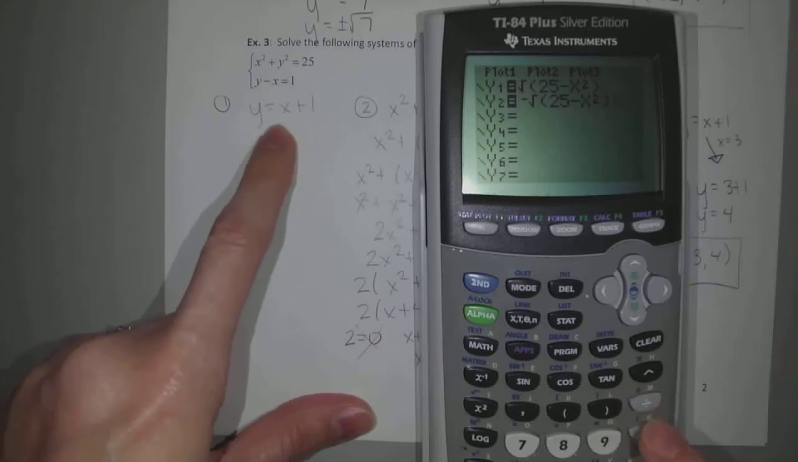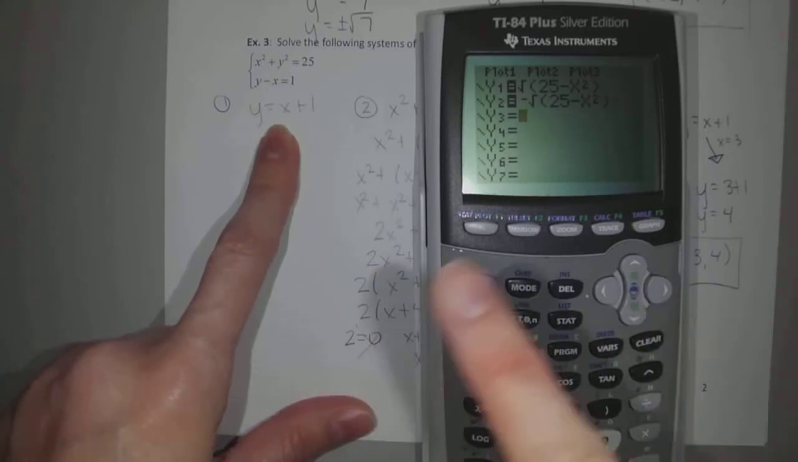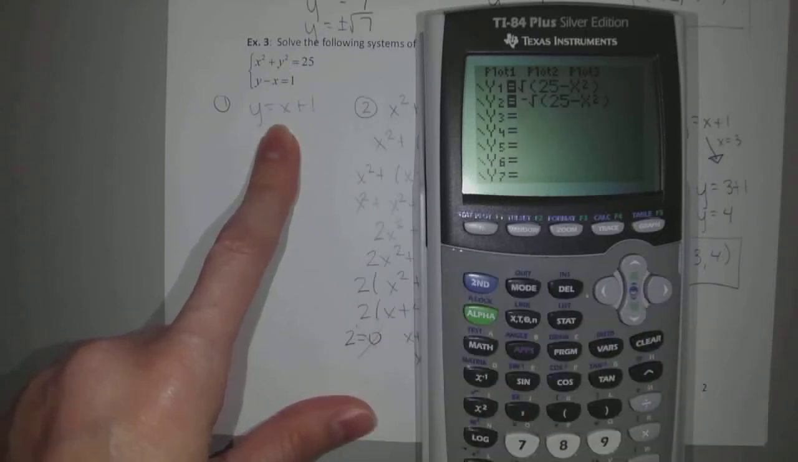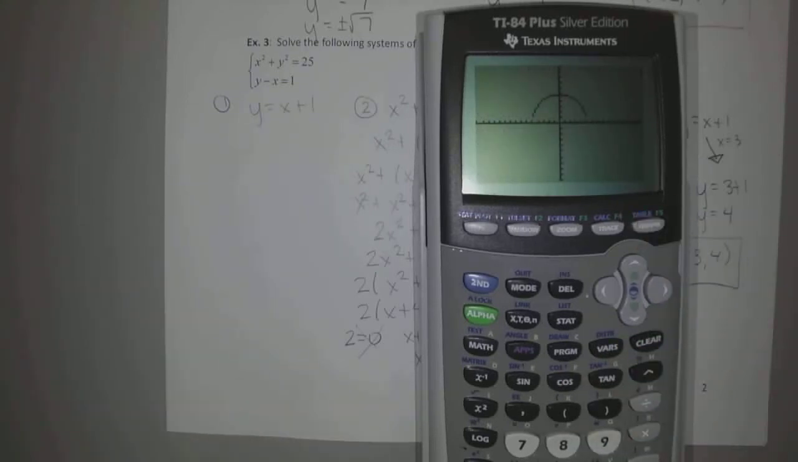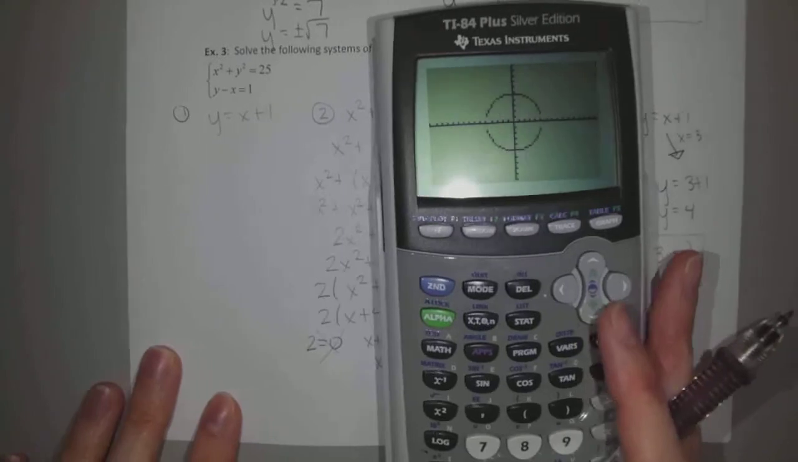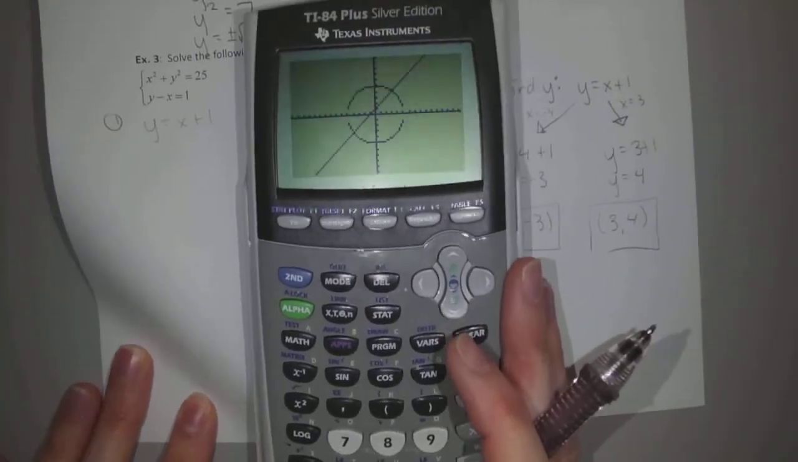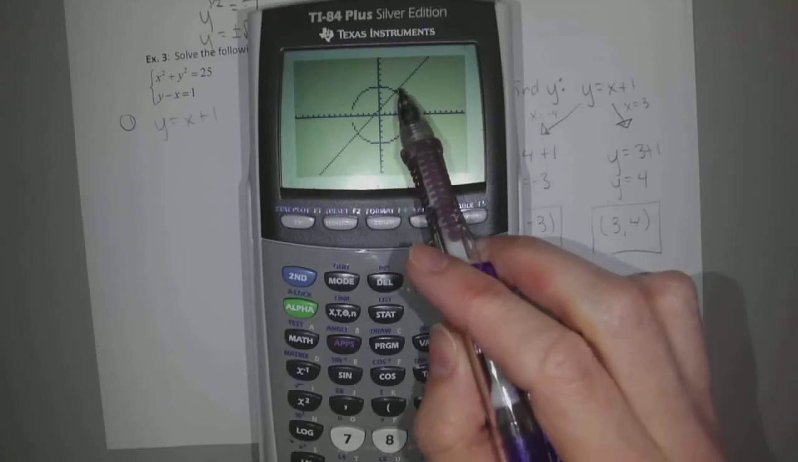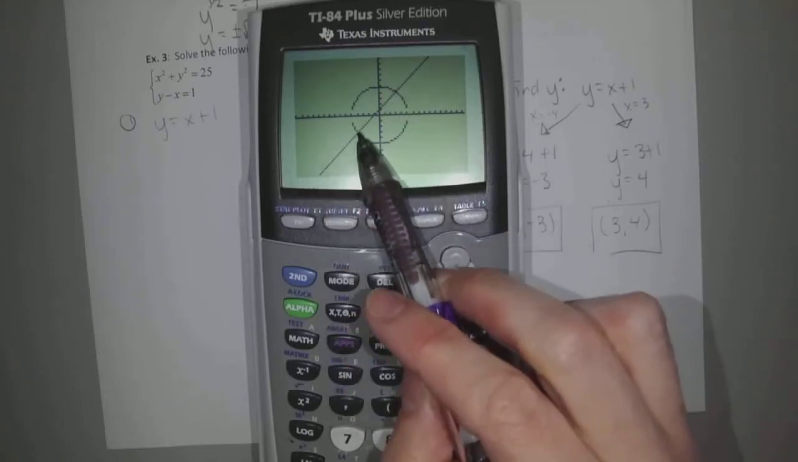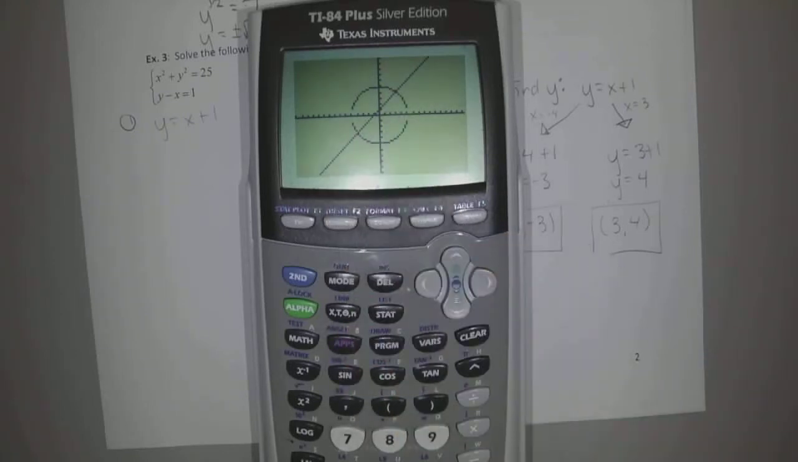And what's nice is on step number 1, we already have the line isolated for y. So we'll just have x plus 1. And again, what you're going to see is a circle form. And where did these 2 points hit? Well, we could use the trace feature, but you can tell right now that would be 3, 4, and that would be negative 4, 3. So we found both of ours.